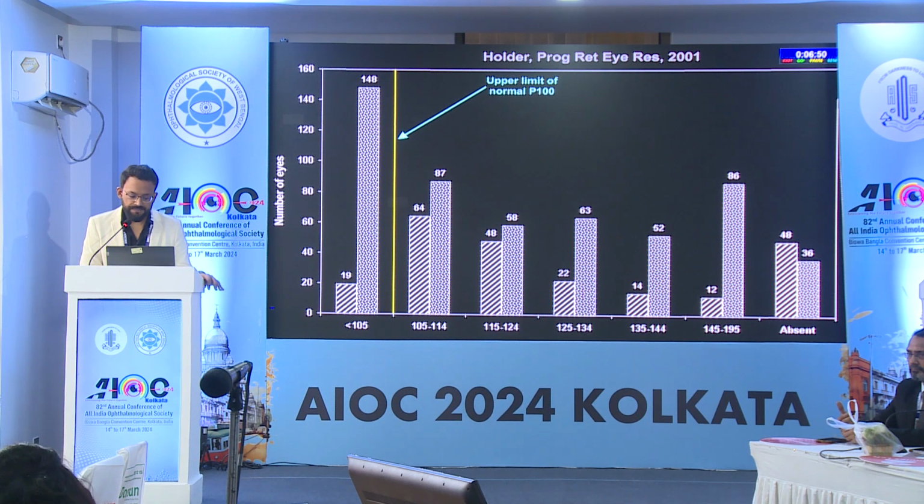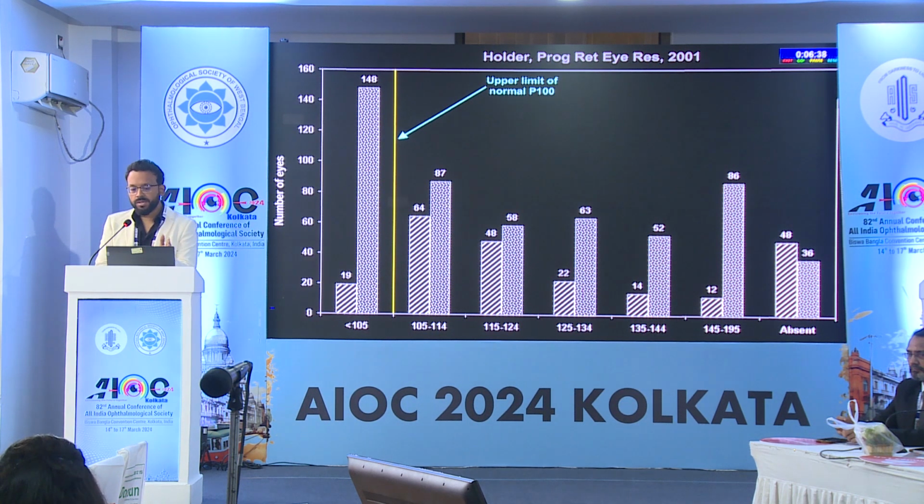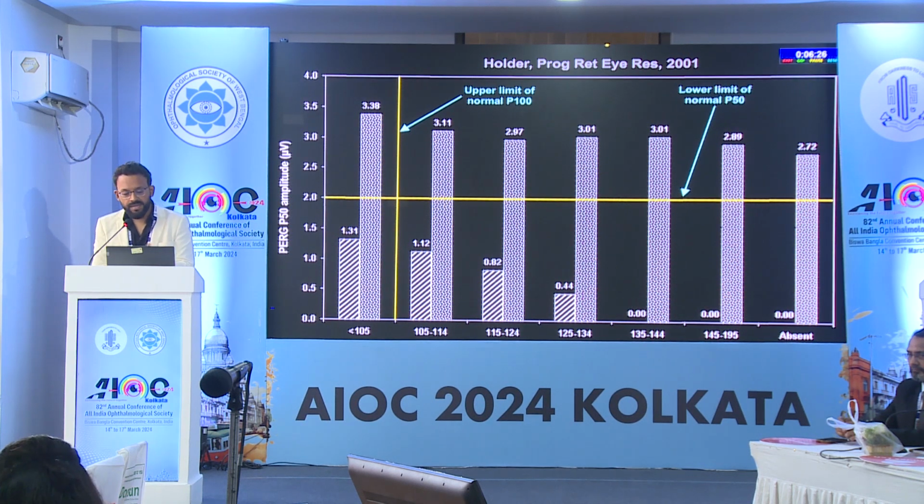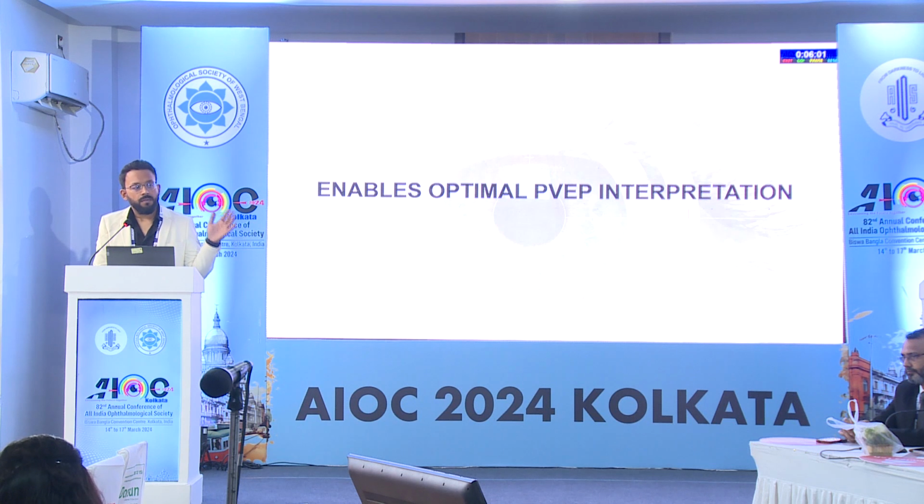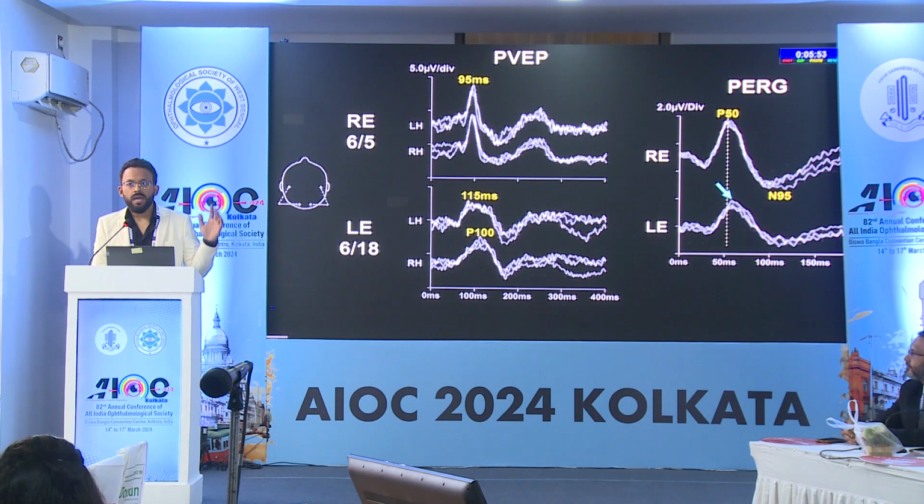In this graph, the shaded bar represents a maculopathy and the dotted bar represents an optic nerve dysfunction. Below the upper limit of normal P100, both maculopathy and optic nerve dysfunction will have reduced VEP. But if we extrapolate VEP values against the P50 values of a pattern ERG, we will realize that the P50 values will remain normal for an optic nerve dysfunction, but for a macular dysfunction, the VEP will be abnormal along with a P50 wave. So basically, pattern ERG enables an optimal pattern VEP interpretation. I'll explain this further with an example.